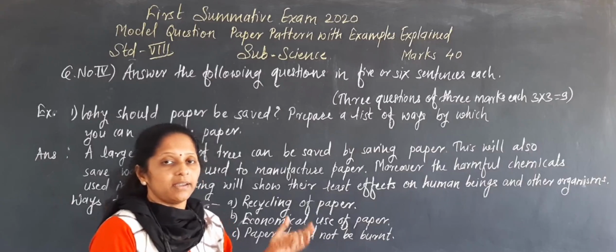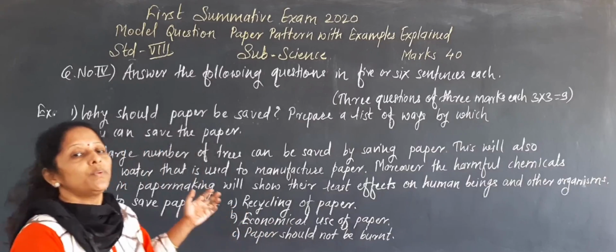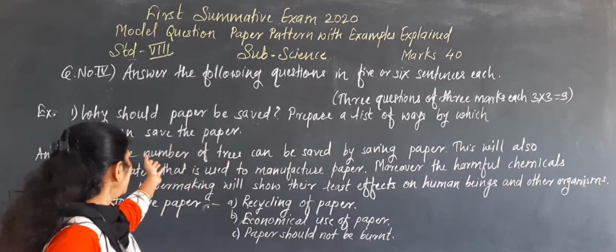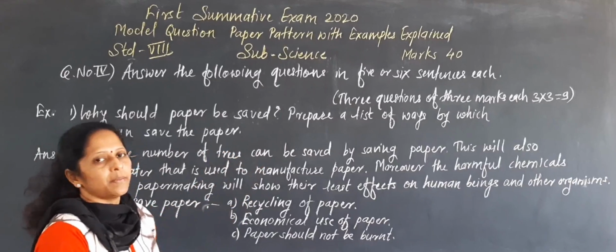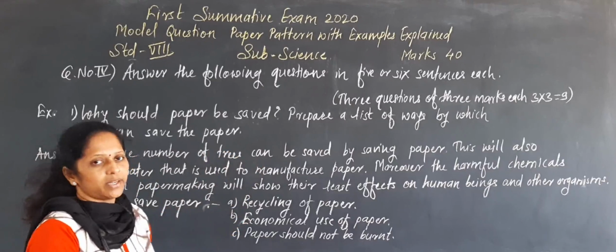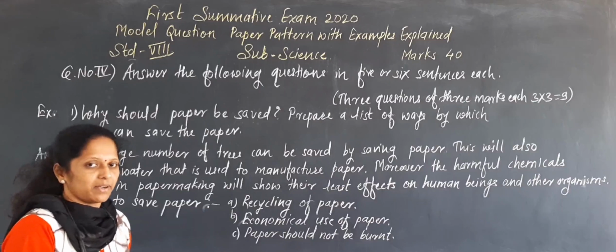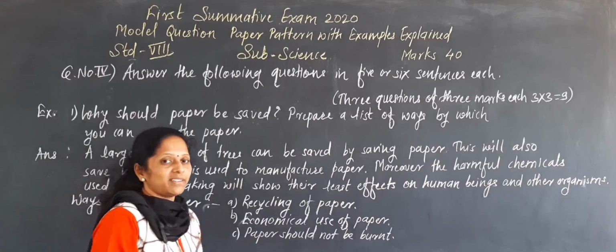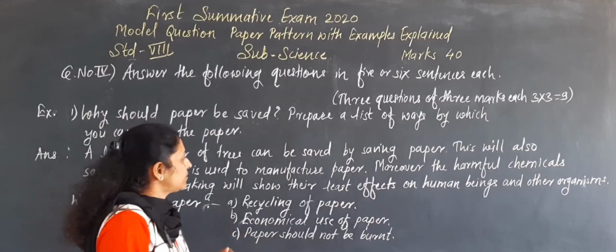In the industry, paper needs water, and so if we save paper, a large number of trees are saved, and this will also save the water used for the manufacturing of paper. So trees and water are necessary for the manufacturing of paper. Saving paper will save both.